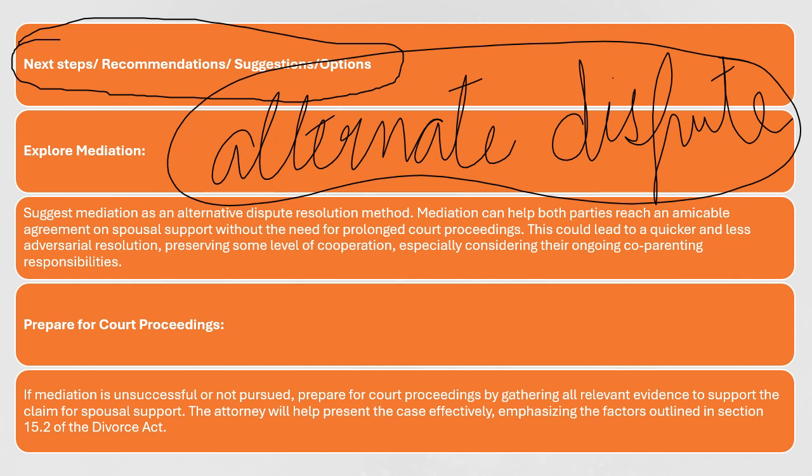This could lead to a quicker, less adversarial resolution, preserving some level of cooperation, especially considering their ongoing co-parenting responsibilities. So explore mediation. This could be your basic suggestion in any family law dispute case. Do not miss this point. Then, if mediation is unsuccessful, suggest the parties prepare for court proceedings.